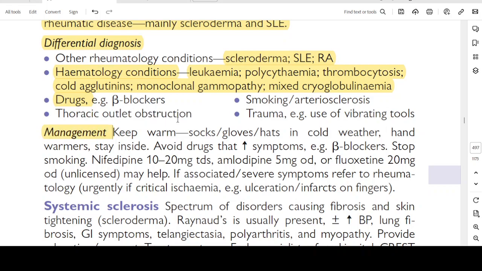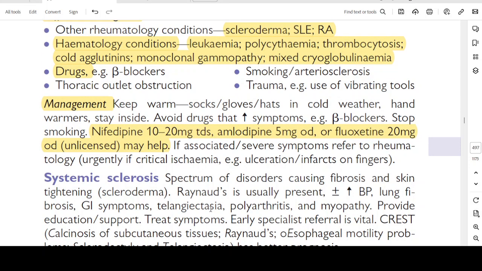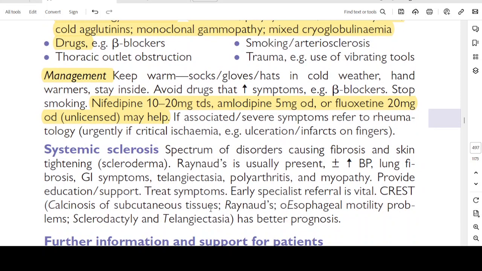Management. Keep warm: socks, gloves, hats in cold weather, hand warmers, stay inside, avoid drugs that increase the symptoms like beta blockers, stop smoking. Nifedipine 10 to 20 mg TDS or amlodipine 5 mg OD or fluoxetine 20 mg unlicensed may help. In case of Raynaud's disease, if associated with severe symptoms, refer to rheumatology urgently if critical ischemia, for example ulceration or infarcts on fingers.